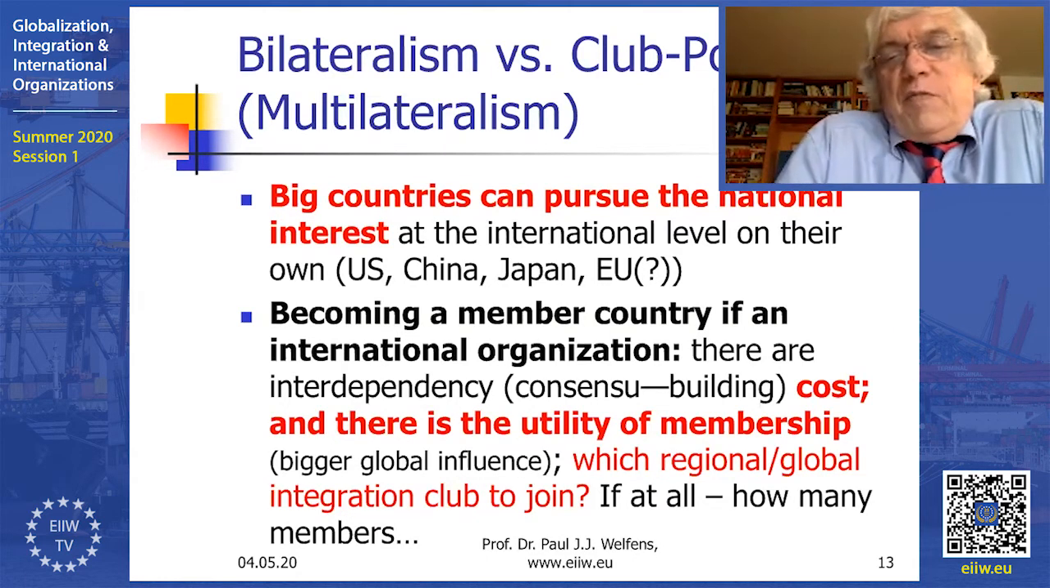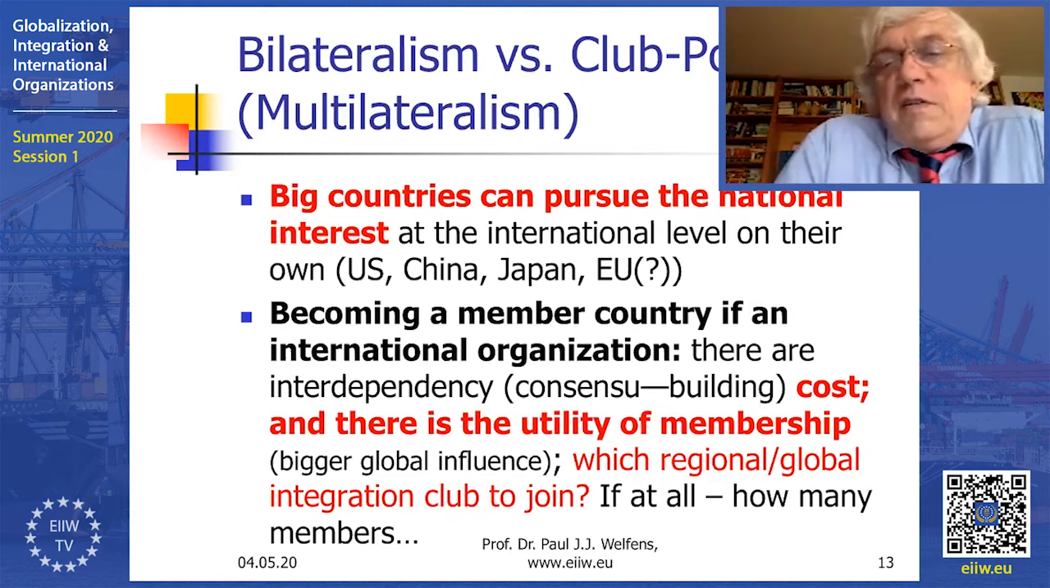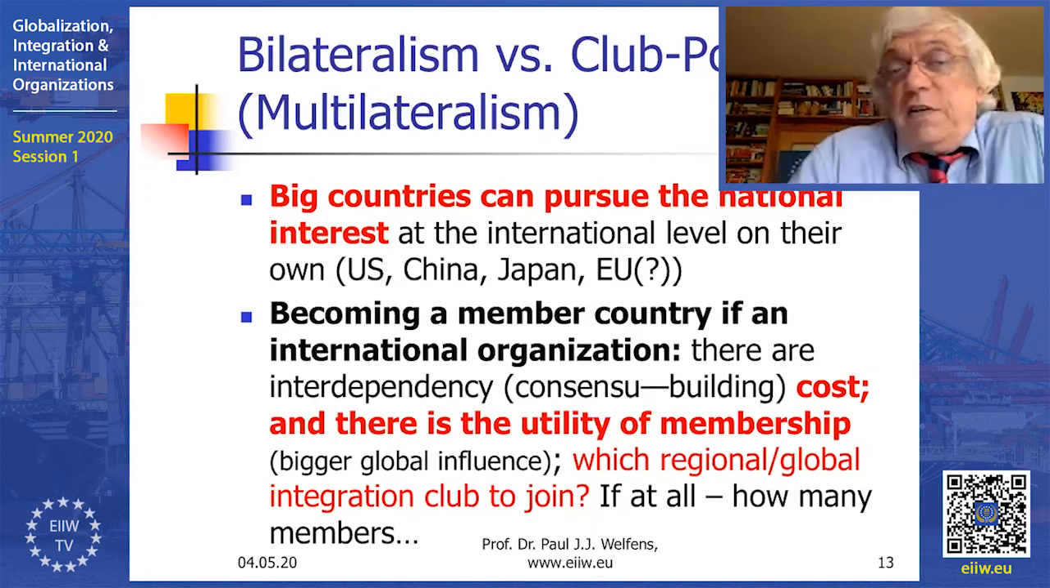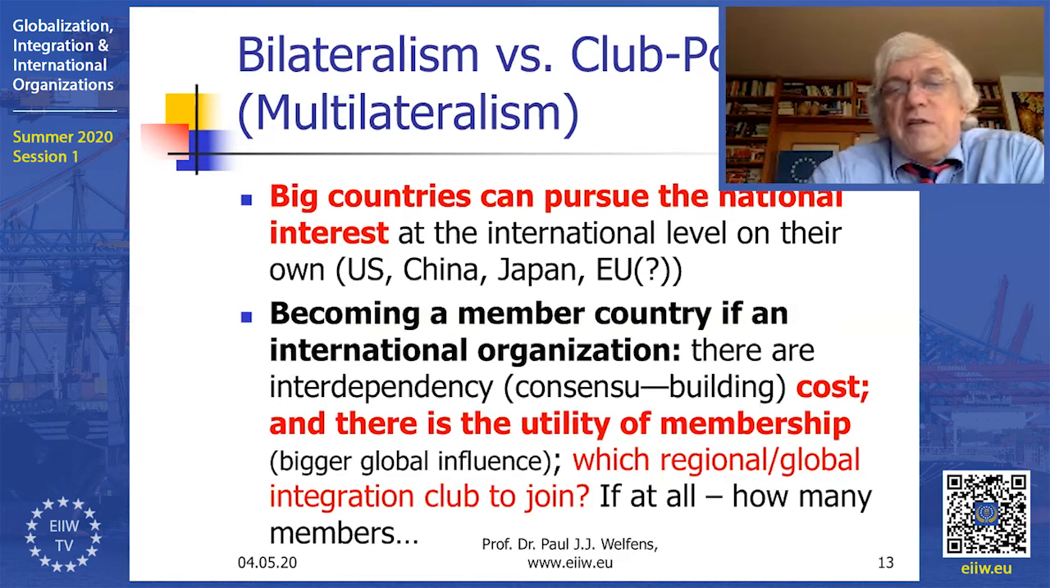Now, becoming a member country of an international organization, well, that maybe makes sense, but you will ask, what are the costs and benefits? And there are so-called interdependency costs, or the cost of consensus building. And there is, of course, the utility of membership, so maybe bigger global influence. And there's also then a question which regional or global integration club you should join, if at all, and then how many member countries, and so on and so on.